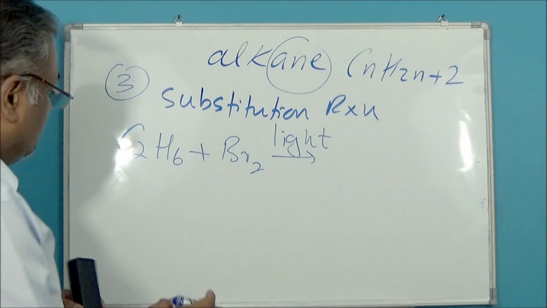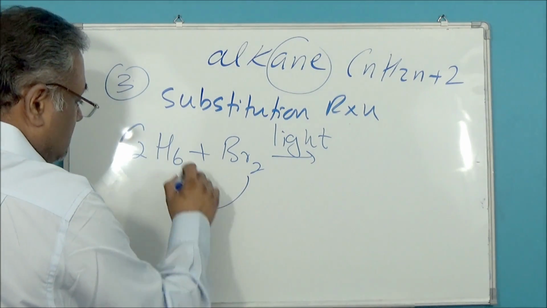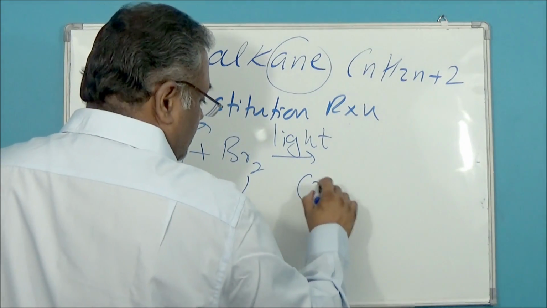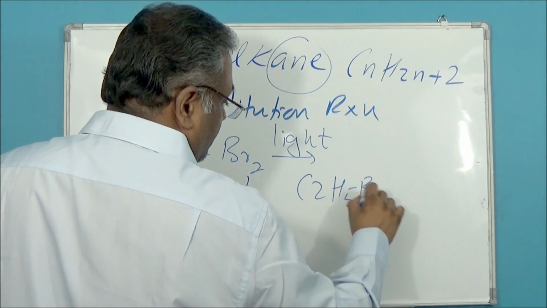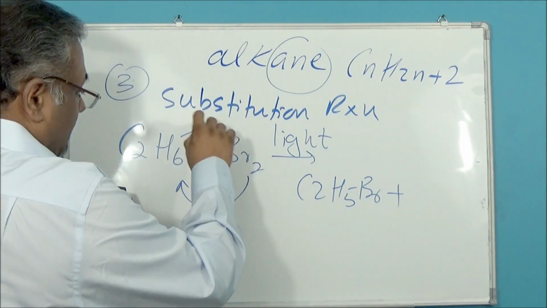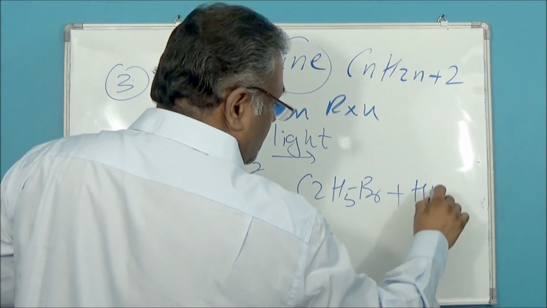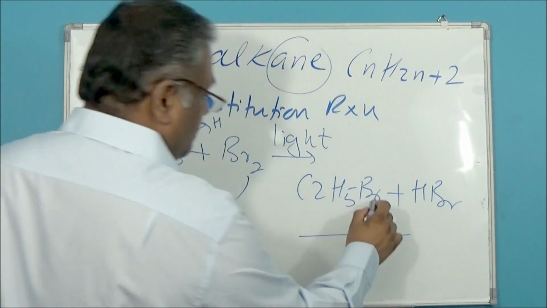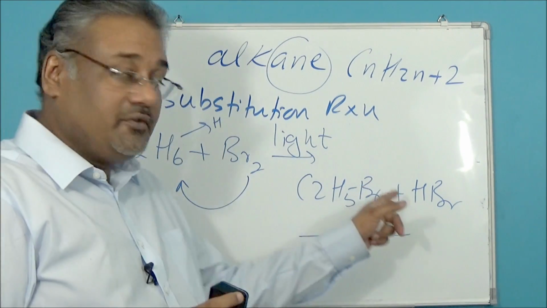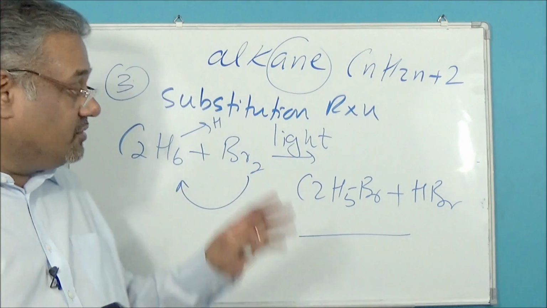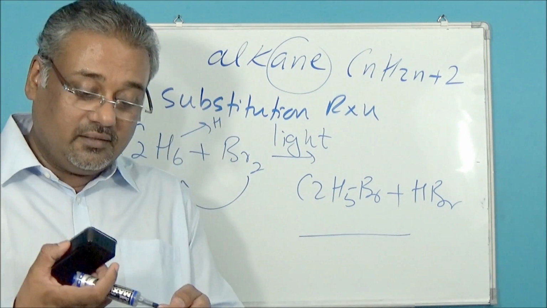Well, if you have tried, remember one Br has to come, one H has to go. So C2H5Br, and that H which came out and the Br which is left will combine to form HBr. This is bromoethane and this is hydrogen bromide. So those are the three reactions shown by alkanes.